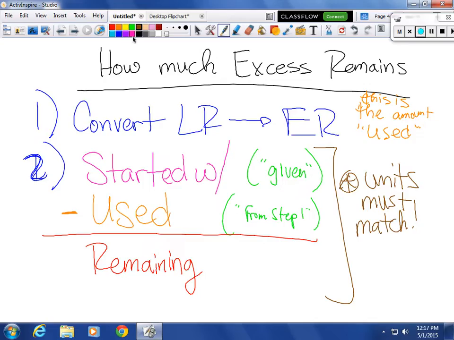So let's give you an example. You start with a dozen eggs, you bake some cookies. You use 9 eggs. Is that how much remains? No, that's how much was used. How do you find the remaining? You subtract, which is exactly what step 2 is.